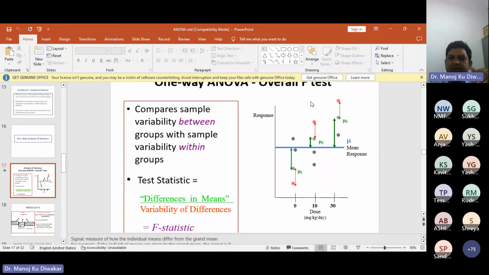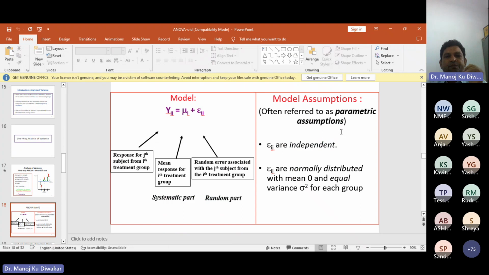So basically, whatever the variability, if you see these red symbols, they are far away from the mean value. So how can we reduce this variability? We will do that with the help of the analysis of variance. Okay, so this is my model.